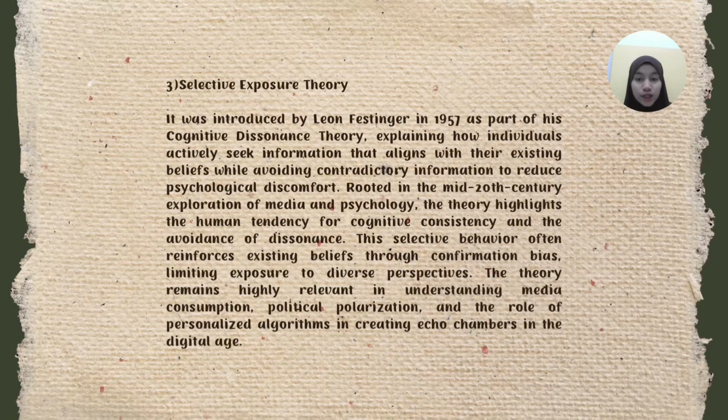So the last theory is selective exposure theory. It was introduced by Leon Festinger in 1957 as part of his cognitive dissonance theory, explaining how individuals actively seek information that aligns with their existing beliefs while avoiding contradictory information to reduce psychological discomfort. Rooted in the mid-20th century exploration of media and psychology, the theory highlights the human tendency for cognitive consistency and the avoidance of dissonance.